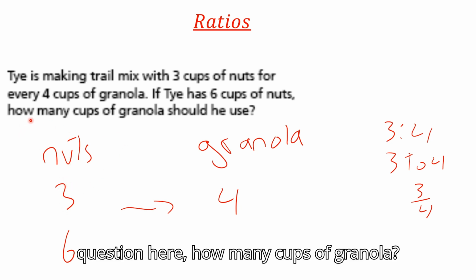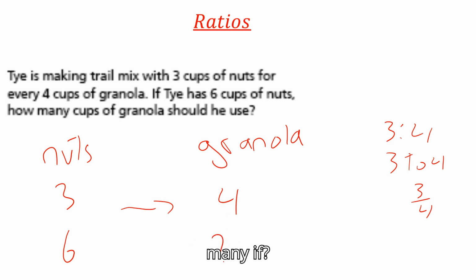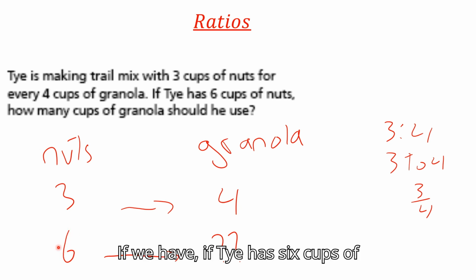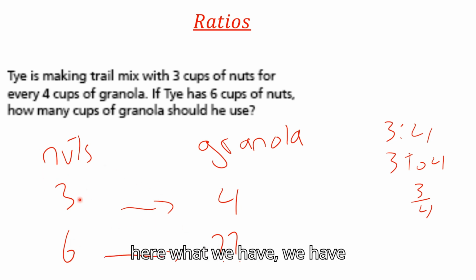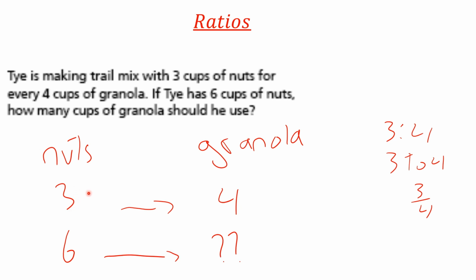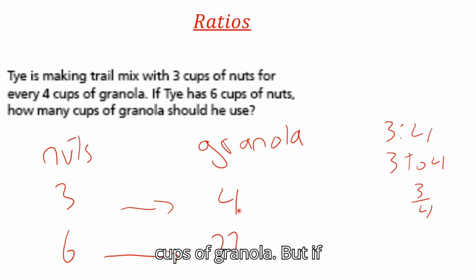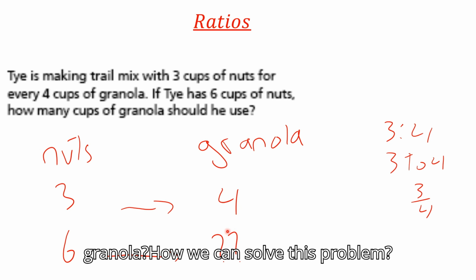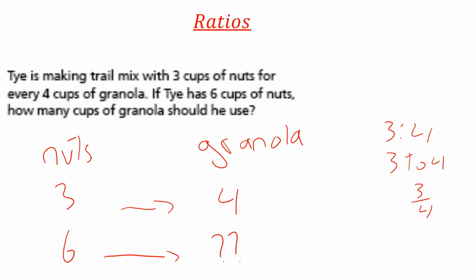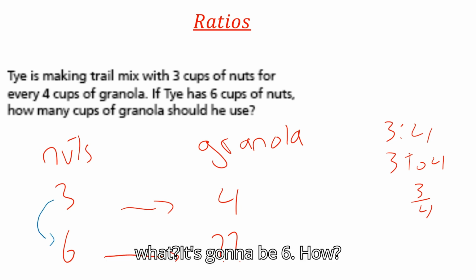The question here, how many cups of granola? If Ty has 6 cups of nuts, how many cups of granola? But here, what do we have? We have 3 cups of nuts for every 4 cups of granola. But if we have 6 cups of nuts, how many cups of granola? How can we solve this problem? As you can see here, 3, it's going to be 6. How?